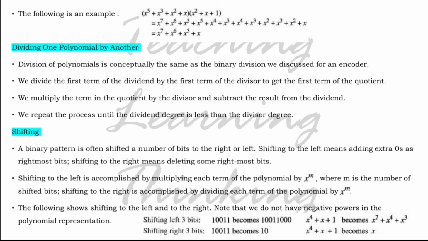Shifting left 3 bits, 1 0 0 1 1 becomes 1 0 0 1 1 0 0 0. So x raised to 4 plus x plus 1 becomes x raised to 7 plus x raised to 4 plus x raised to 3. Shifting right 3 bits, 1 0 0 1 1 becomes 10. That means x raised to 4 plus x plus 1 becomes x. So this is very simple. You can check this in your own way.